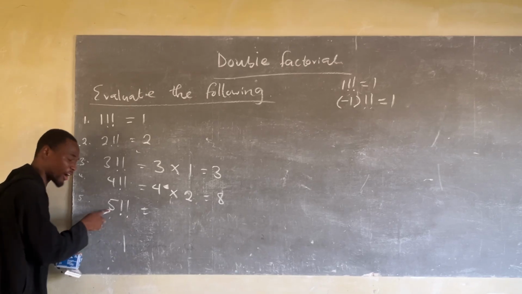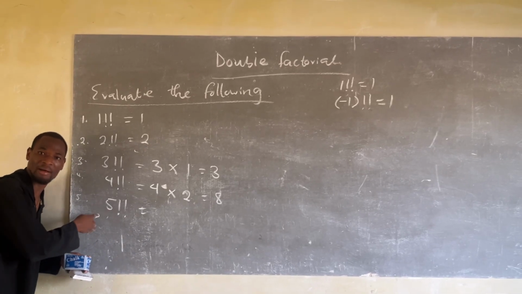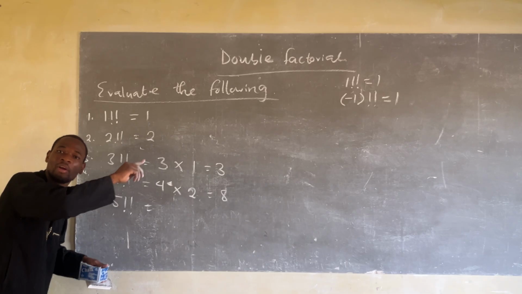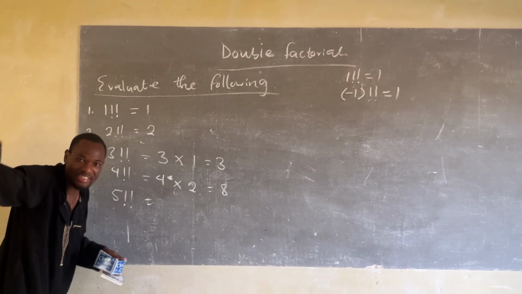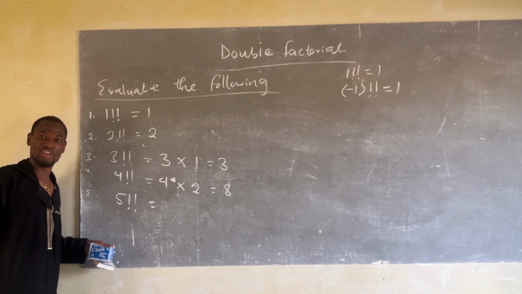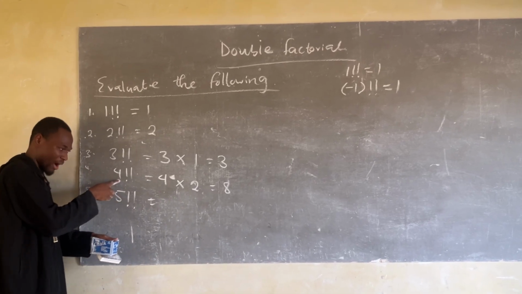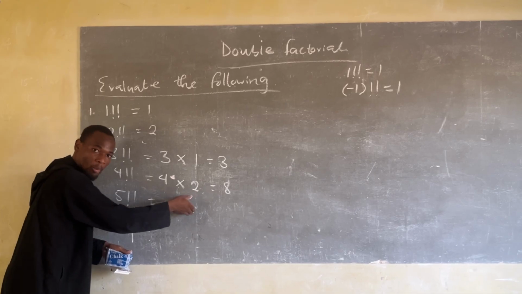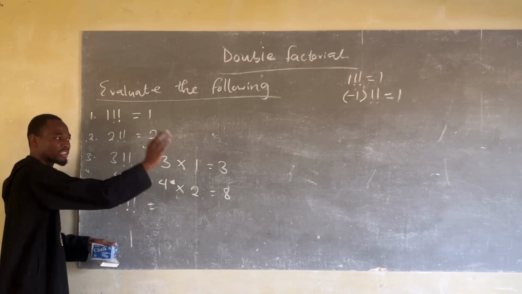Then what about 5 double factorial? Is 5 even or odd? It is an odd number. So if I subtract 2 from the odd number, I have to get the second odd number in that regard. So arrive at 1. Remember, for even number, you arrive at 2. Then you stop at that point. Multiply those numbers and write your answer.